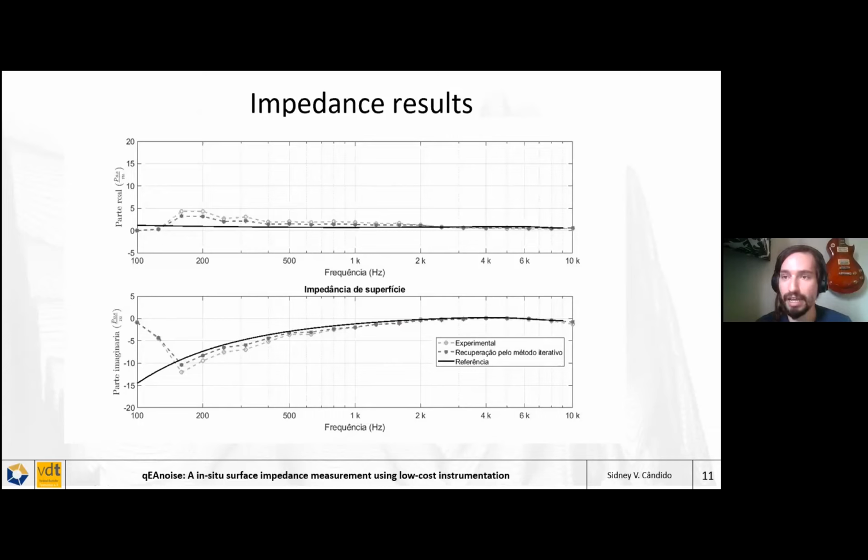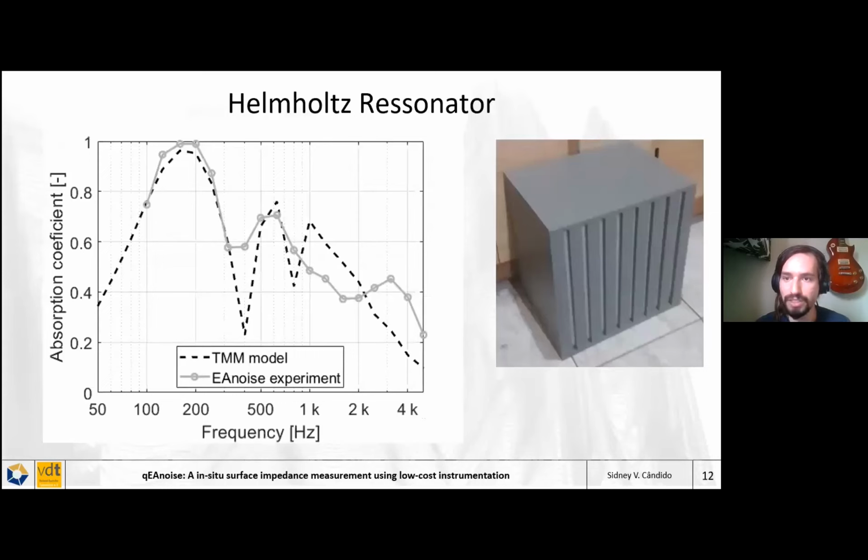As a consultant acoustician, I actually provide more feasible data for my clients with the absorption coefficient. So I built this slotted Helmholtz resonator, a big one, and predicted the absorption coefficients using the transfer matrix method model that was presented by Rinald right now, and measured only with the EA-noise, the first technique.